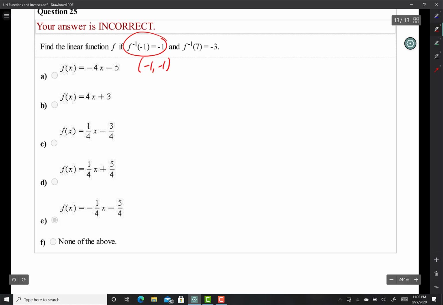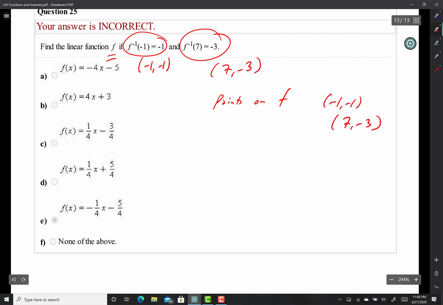-1 is a point on your inverse function, and 7, -3 is another point on your inverse function. And they want the slope, they want the linear line of f. So the first thing I'm going to do, I'm going to find points on f. So points on f. So that happens at -1, -1, and 7, -3.